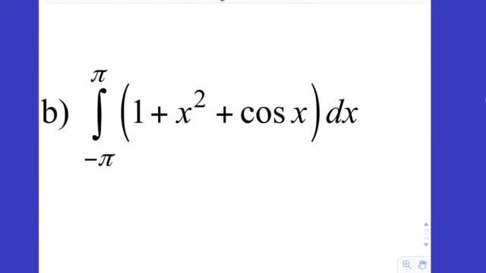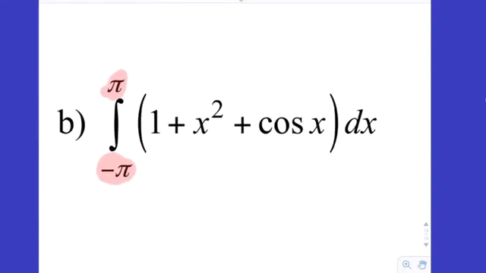We're going from -pi to pi. Ding, ding, ding, ding, ding. Symmetrical interval. 0. Answer choice A. Okay, let's see what each term is. 1 is even, odd, or neither? 1. It's even, right? Because it's a horizontal line. It looks like this. Y-axis symmetry. So it's even. X squared, even, odd, or neither? Even. Cosine of x? Cosine's even, right? So what do we have now?